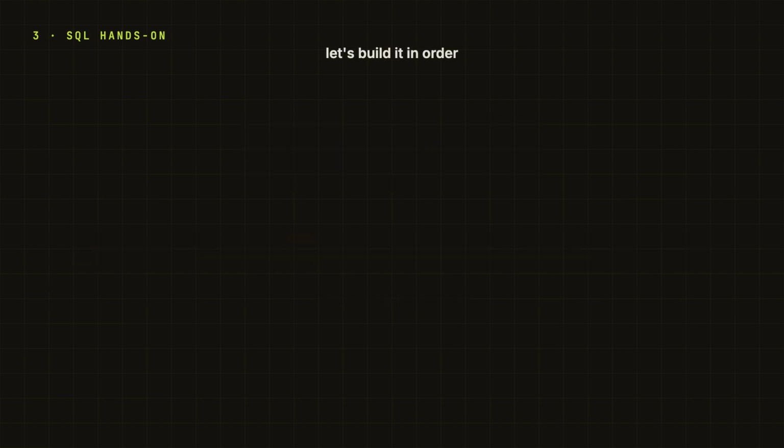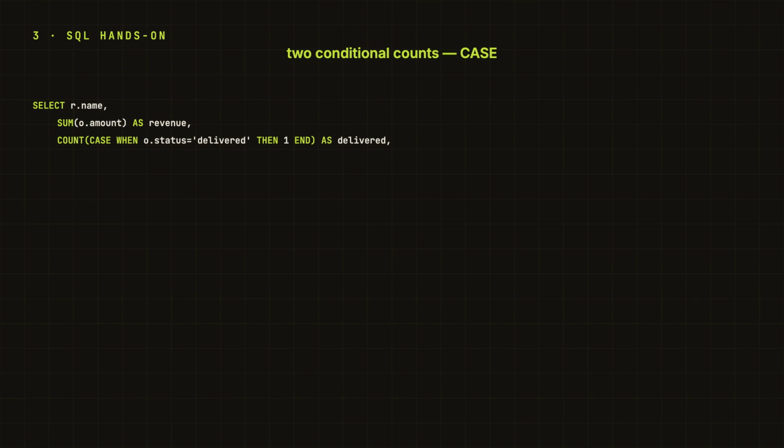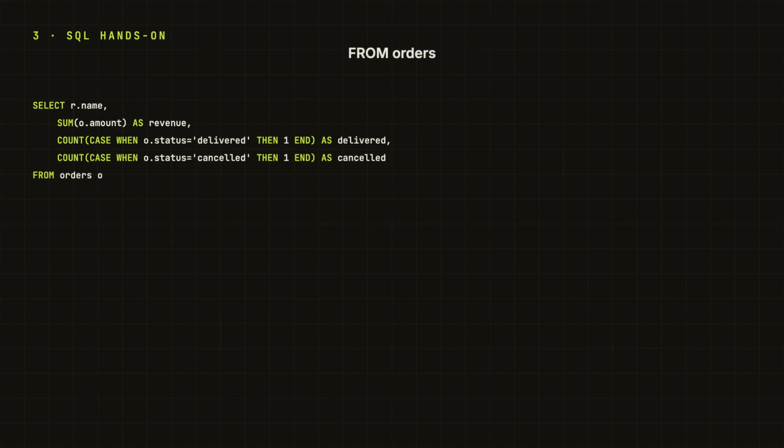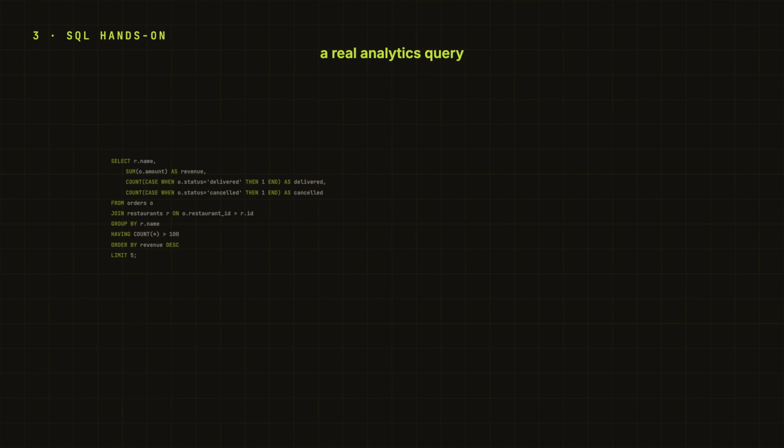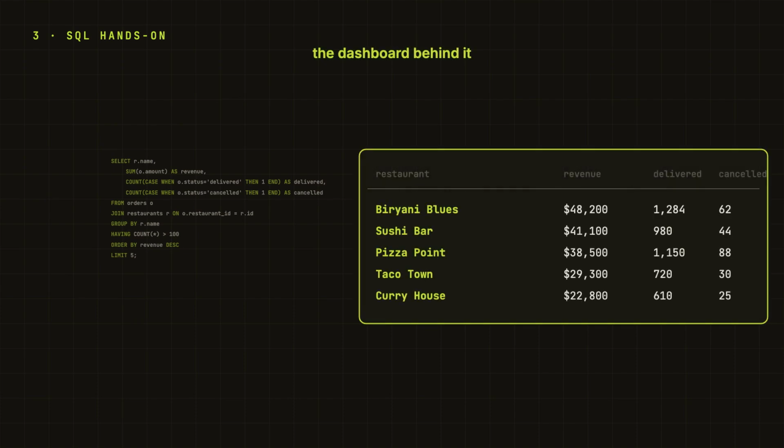Let's build it in order. Select the name, sum of the amount as revenue, and the two conditional counts with case, delivered and cancelled, from orders join restaurants, grouped by the restaurant, having more than 100 orders. Only the busy ones. Order by revenue, highest first, and limit 5. And that is a real analytics query. The kind that sits behind a dashboard someone actually looks at every morning. And you just wrote it. If you can read that, you can read most of the SQL you will ever meet.